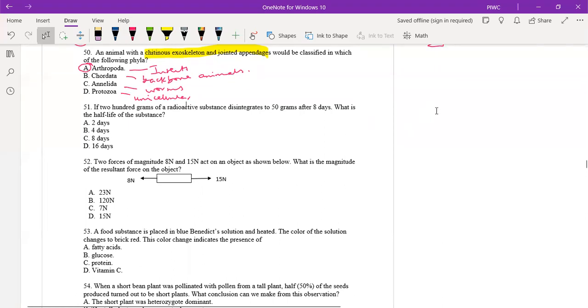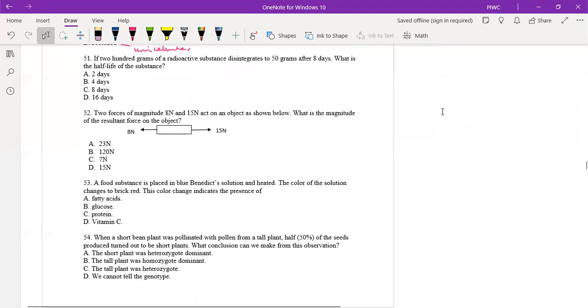Okay, so this is radioactivity, 51. If 200 grams of radioactive substance disintegrates to 50 grams after 8 days, what is the half-life of the substance? So we start with 200 grams, and then it has a half-life of 8 days. So that means the first 8 days is going to disintegrate to 100, half of that. Another 8 days is going to be 50.